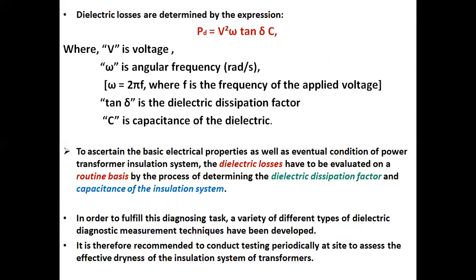To ascertain the basic electrical properties as well as the eventual condition of the power transformer insulation system, the dielectric losses have to be evaluated on a routine basis by determining the dielectric dissipation factor and capacitance of the insulation system. In order to fulfill this diagnosing task, a variety of different types of dielectric diagnostic measurement techniques have been developed. It is therefore recommended to conduct testing periodically at site to assess the effective dryness of the insulation system of transformers.